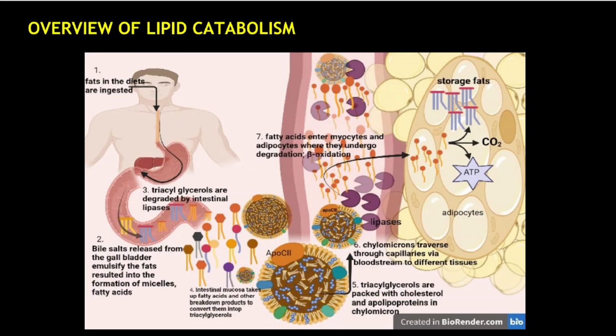In the small intestine, we all know the secretions come from different parts, which also includes secretion from the liver, and that is the bile juice. So what does bile juice have? It has bile salts, released from the gallbladder. They are actually very important to emulsify the fats, which results in the formation of micelles and fatty acids.